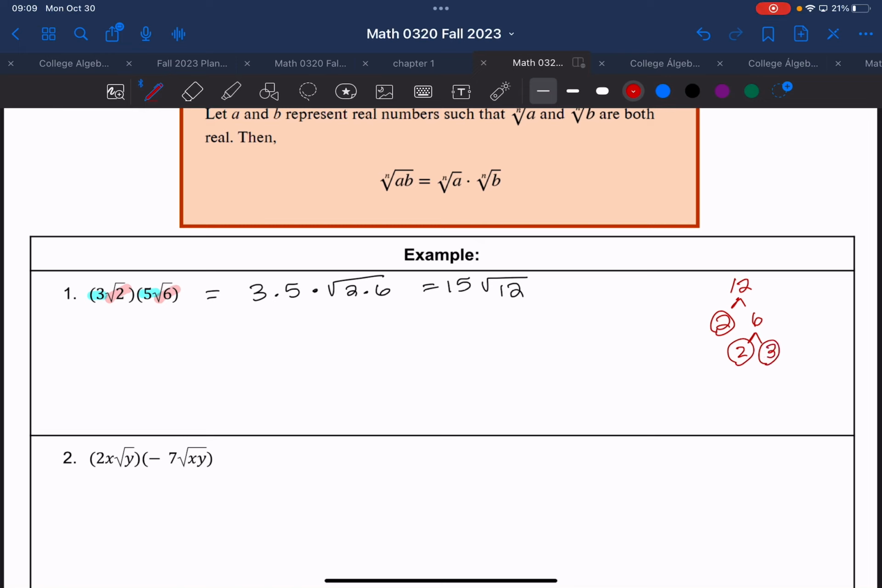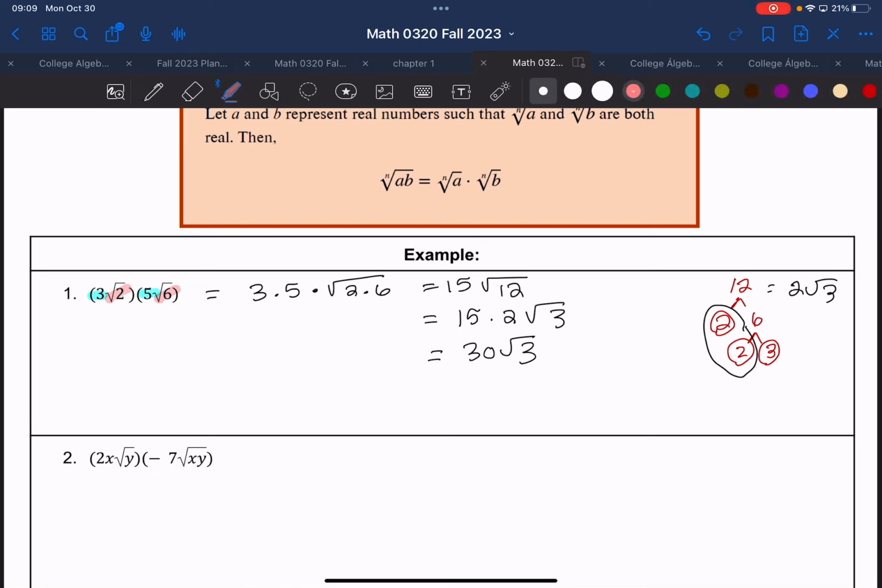So that tells us that the square root of 12 is the same as writing 2 square roots of 3, because that pair of 2's go on the outside and then the 3 goes on the inside. So that means that 15 square roots of 12 is the same as 15 times 2 square roots of 3, which simplifies to what? 30 square root of 3. This is our answer.